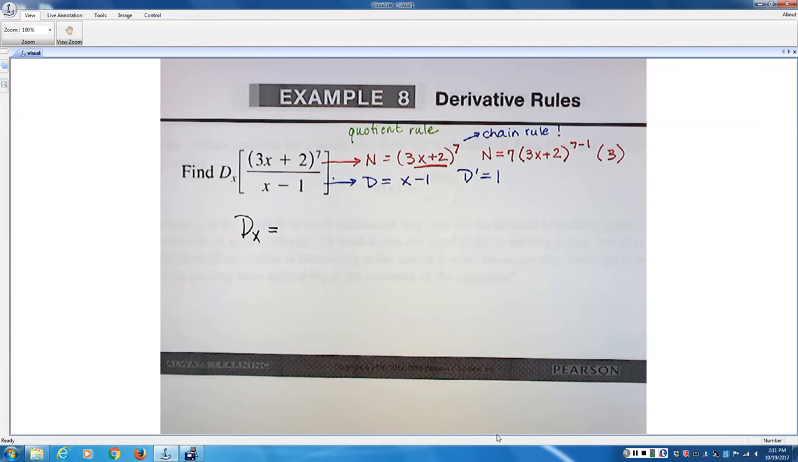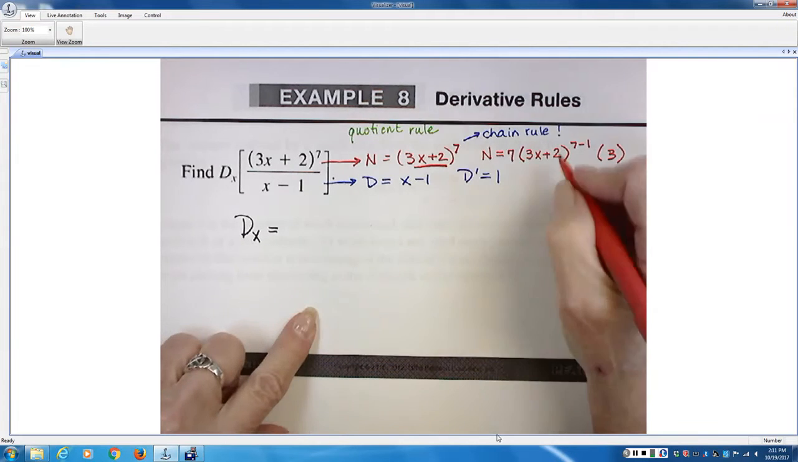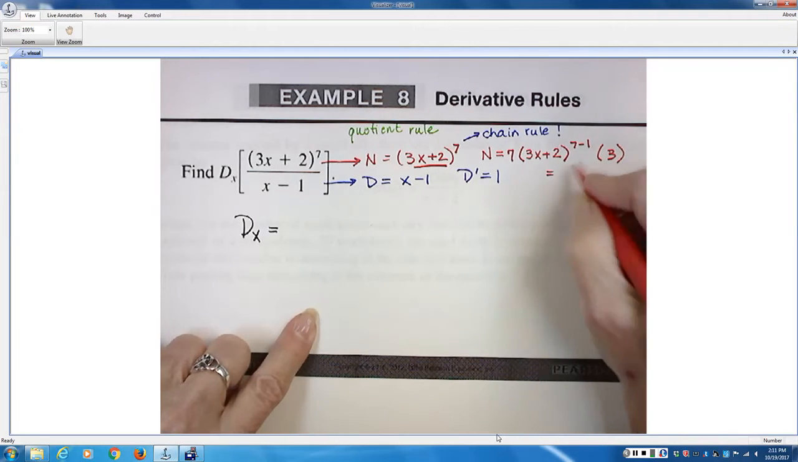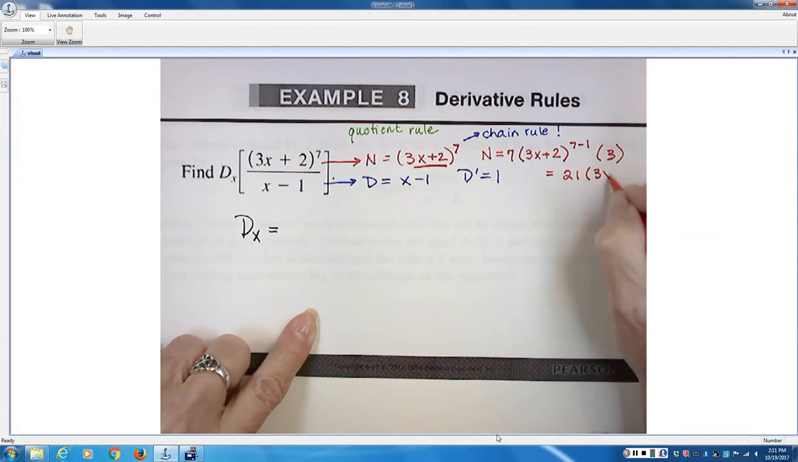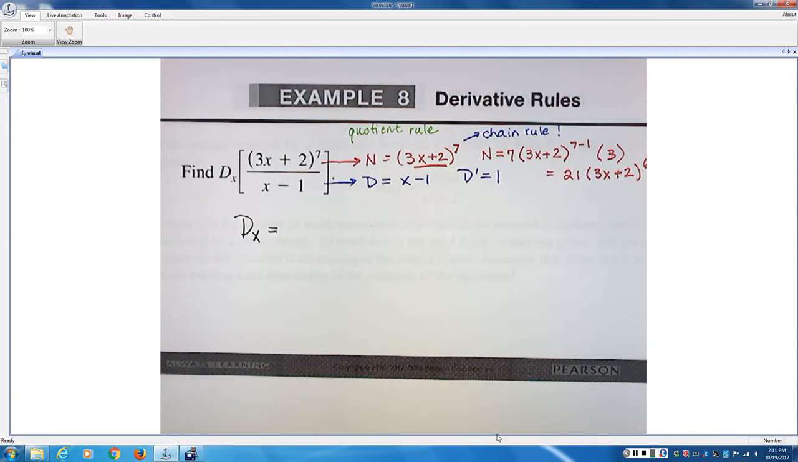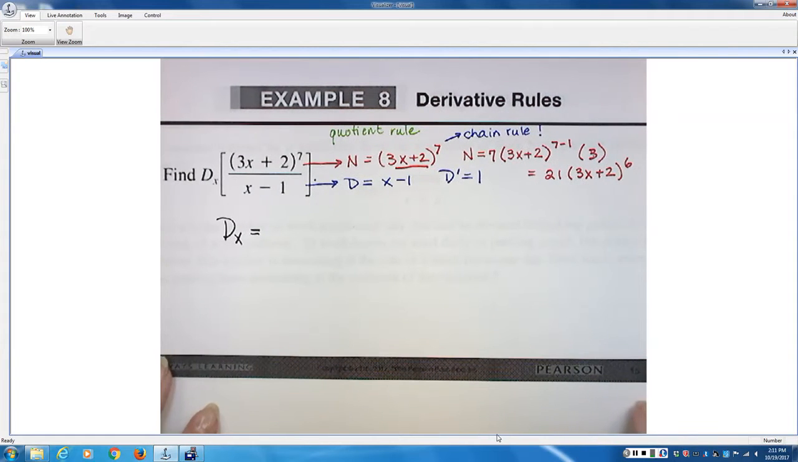I don't worry about it until after I've taken its derivative, then I put it back in. And if you want to simplify it, since you're going to have to use it again, it's okay to do that. Go ahead and say that this is 3 times 7 is 21 times 3x plus 2 to the sixth power. That way you don't have as much to write when we come down here and use it in the quotient rule.